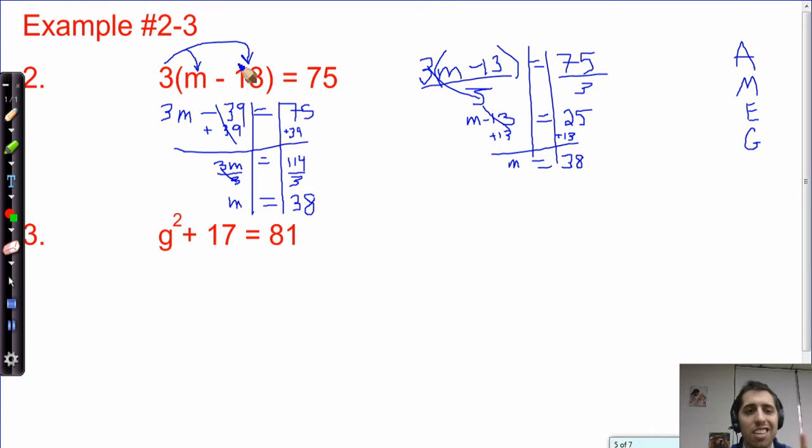But I would like you to start seeing this. You really need to start picking this out. It's going to be super helpful to see that 3 times the quantity of m minus 13, you can do the distributive property whenever you have a number multiplying a sum or a difference. Let's move on to number 3.